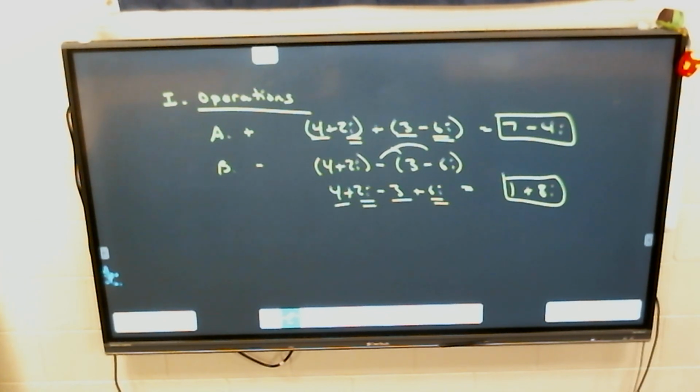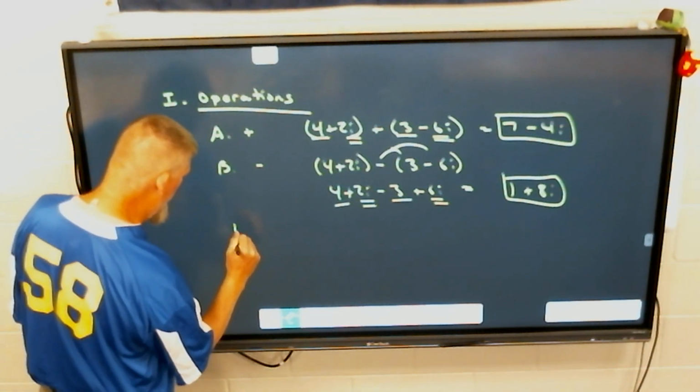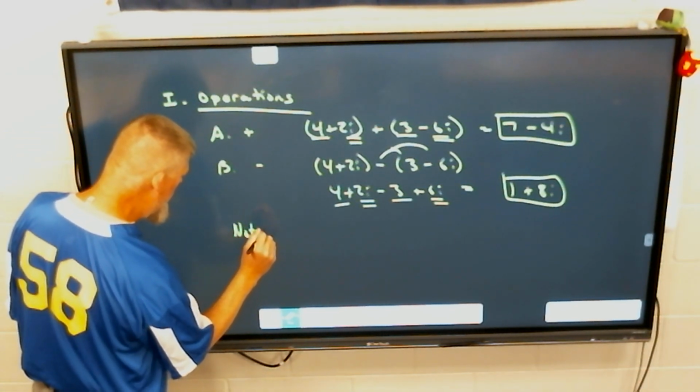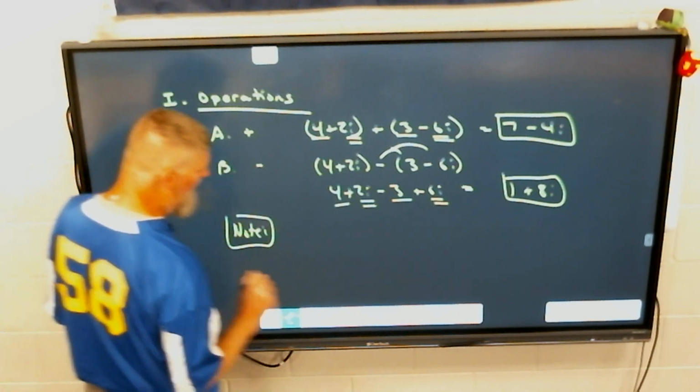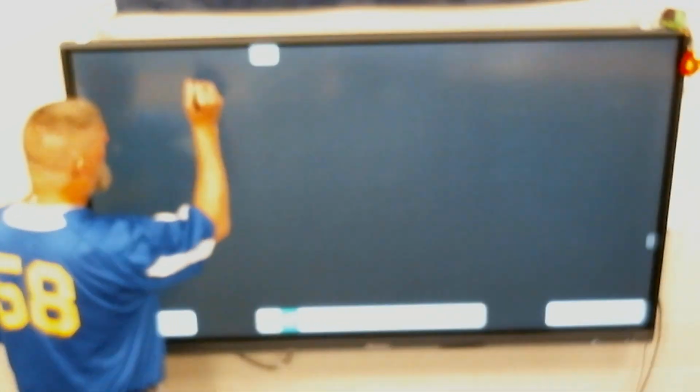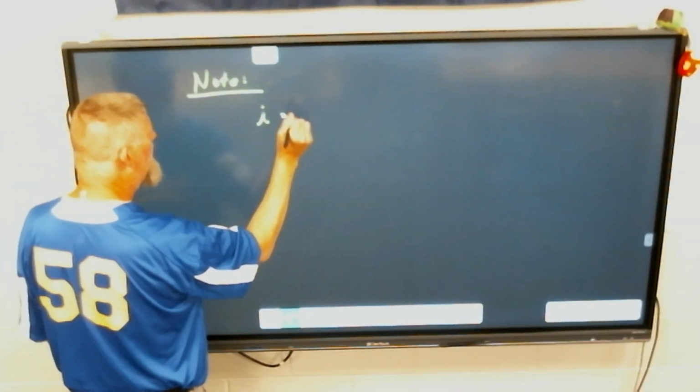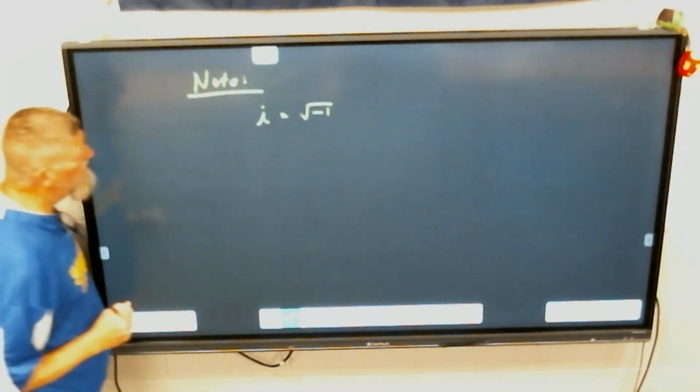Okay. Good so far? Now comes, this might be what you're referring to. I'm going to put a little note in here, and I'm going to go to the next page and expound on it. Little big word. So we know that i equals the square root of -1.